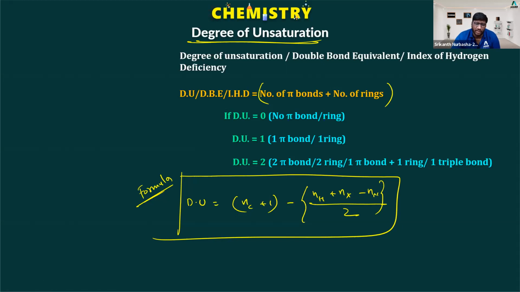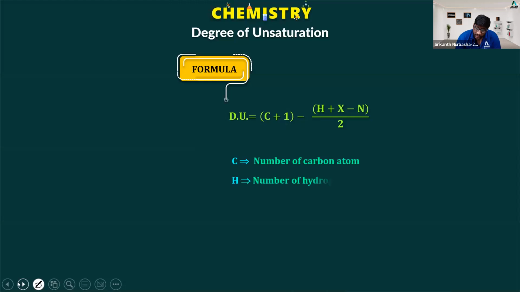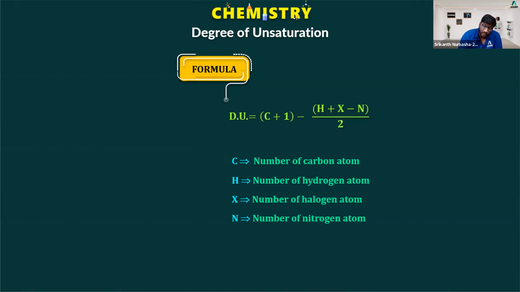This is only useful to some extent. Actually, we can predict degree of unsaturation. We can just say whether a ring is there or not, whether a pi bond is there or not. Okay. Yeah, this is the same formula. Degree of unsaturation is the number of carbon atoms plus 1. C stands for number of carbon atoms, H stands for number of hydrogen atoms, X stands for number of halogen atoms, N stands for number of nitrogen atoms.